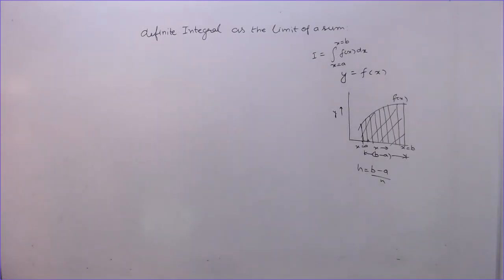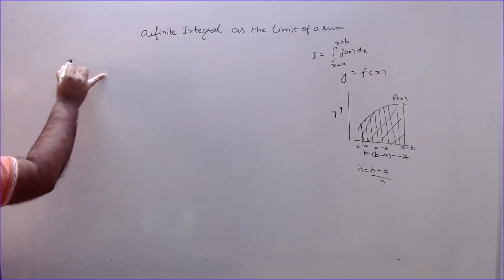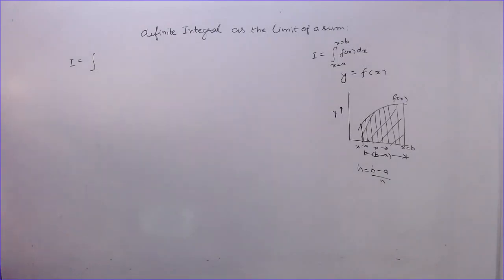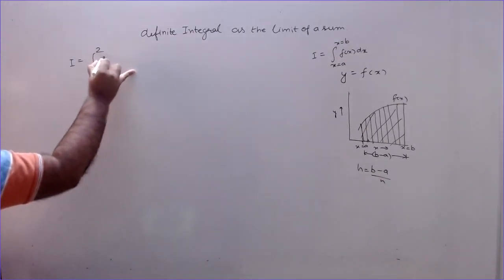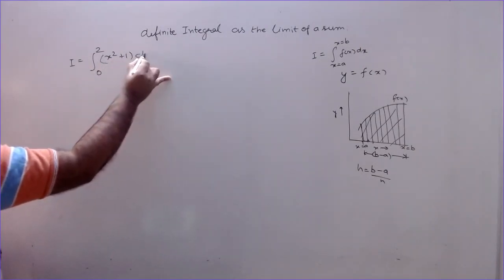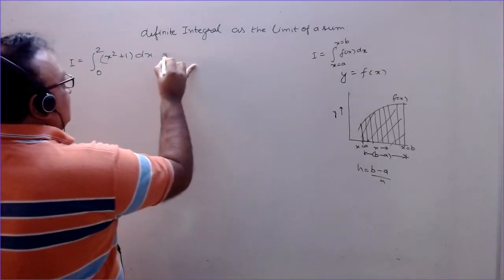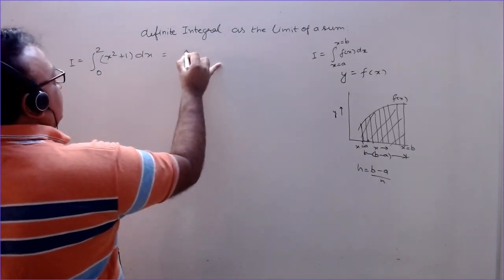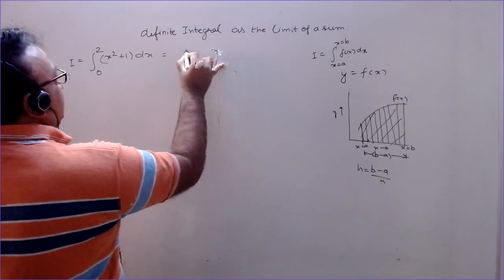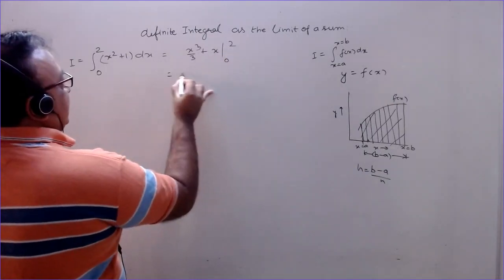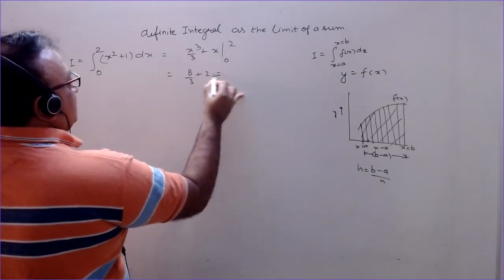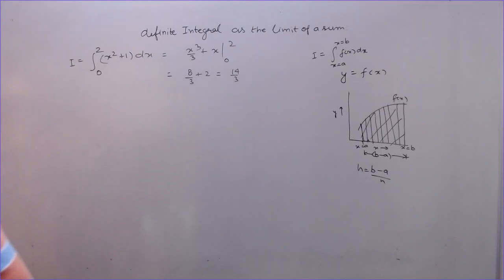The question is, this is a very simple question to begin. The integration is I is equal to integral from 0 to 2 of x square plus 1 dx. Now this is simple integration. You can do it by the conventional method also. So the integral of x square plus 1 is x cubed by 3 plus x, limit is 0 to 2. Put the limits here, 8 by 3 plus 2, that is 14 by 3. This is the answer. So we can do this by this method of limit of sum.